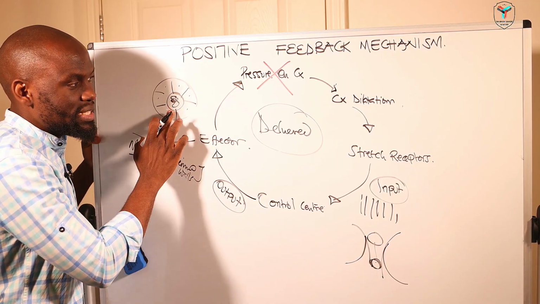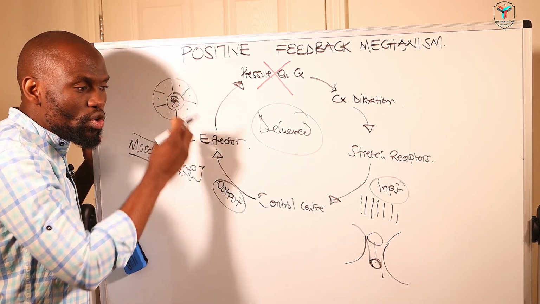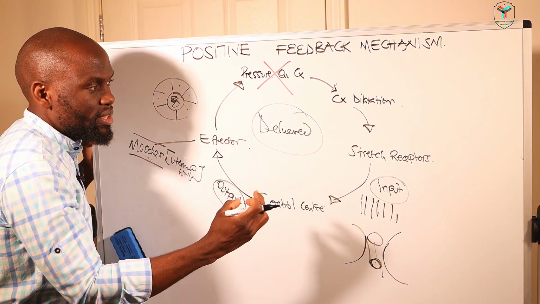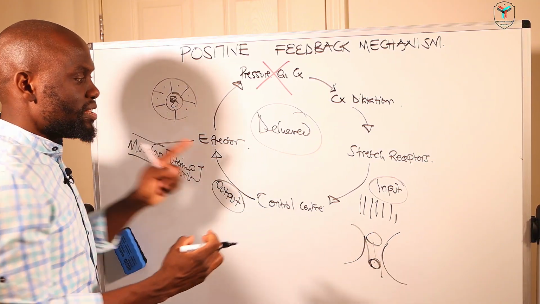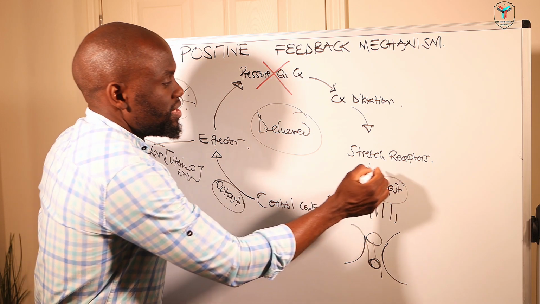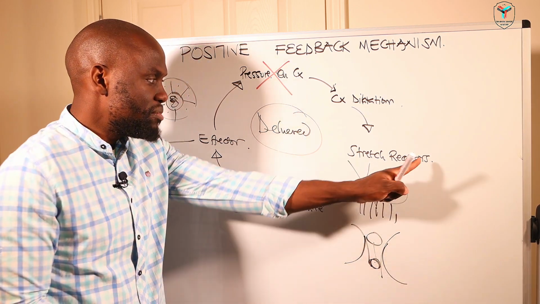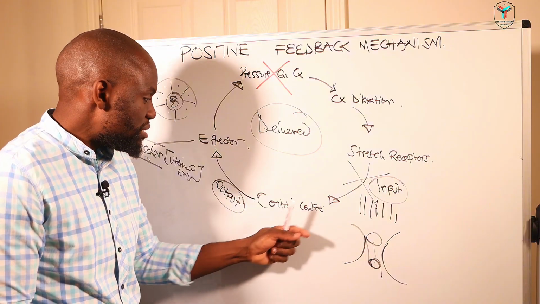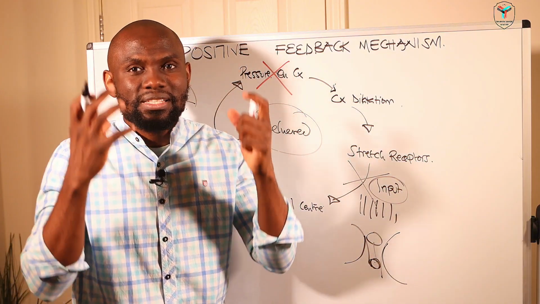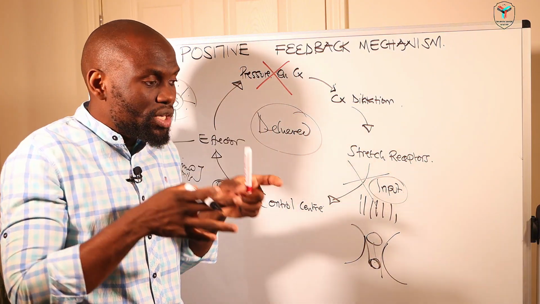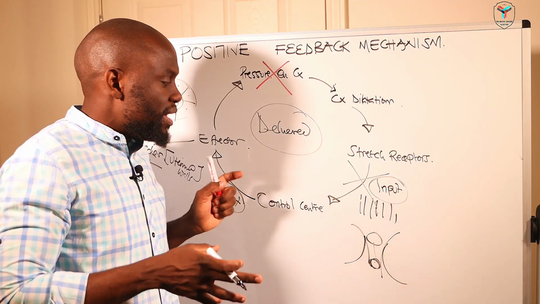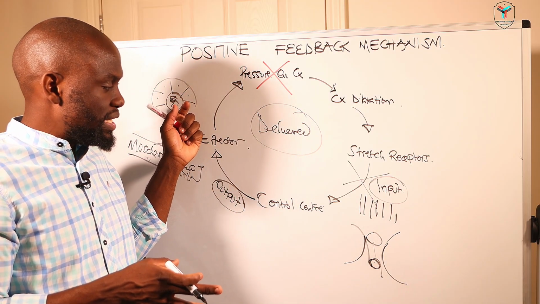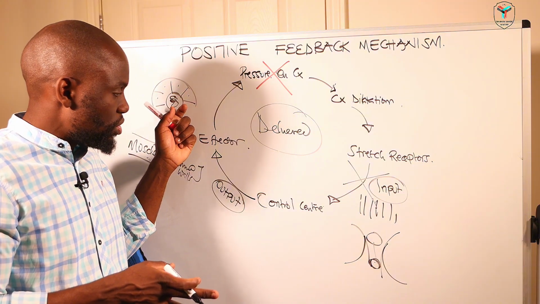That means that there will now be no more pulling of the nipples, no more stretching of the breast tissue, and then it cuts the sending of impulses from the stretch receptors to the control center, which is the brain. And then the brain no longer releases that oxytocin to cause the myoepithelial cells to contract and release the milk.